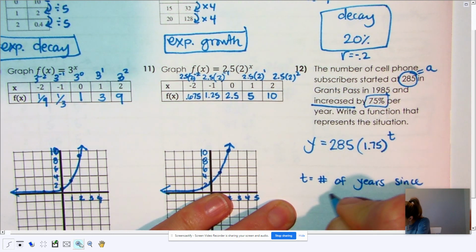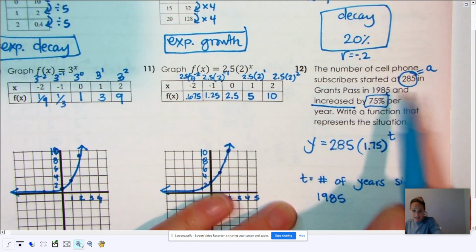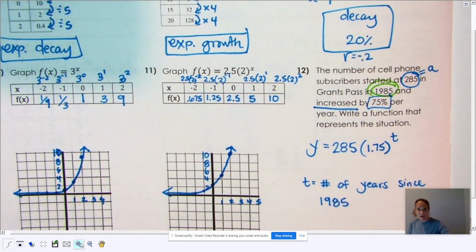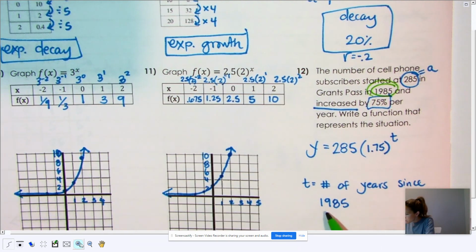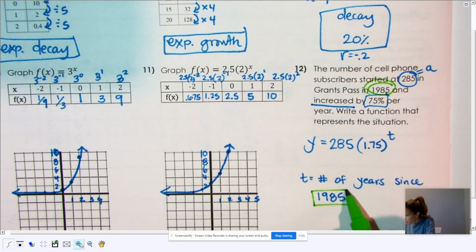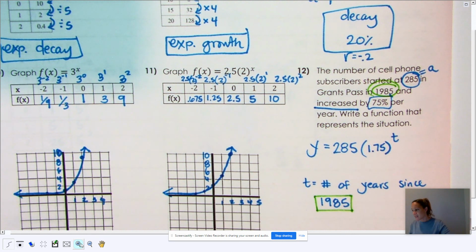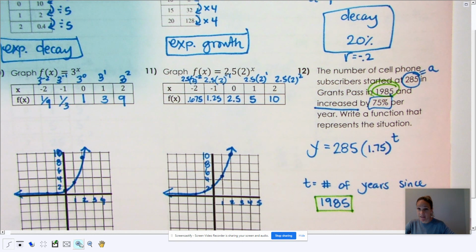since 1985. So that 1985 right there, I'm just going to circle that in a different color because that doesn't go in our equation anywhere. But we need to state that when we write our equation. You could also put this in if you wanted to as the exponent, like t minus 1985 or something like that. But we're just going to define it as the number of years since 1985.